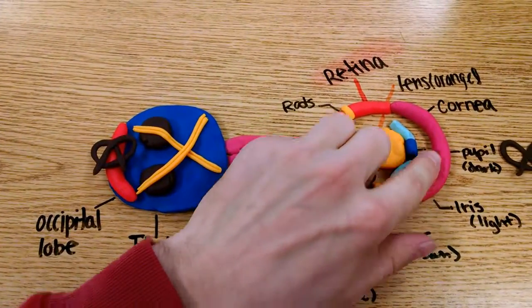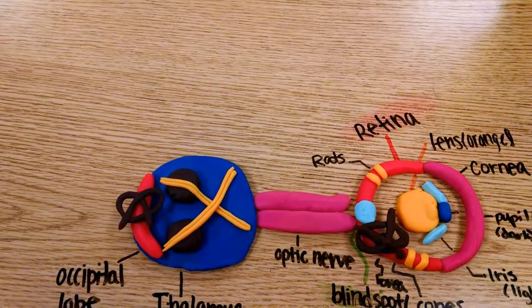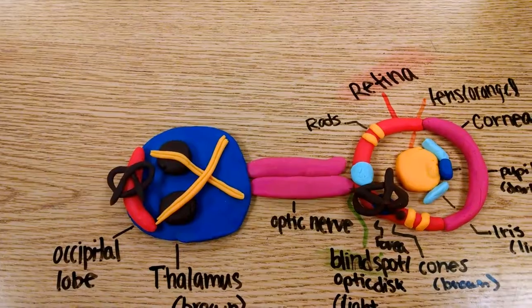This process starts off at the cornea, which is this part seen here, and it's on the outside layer of your eye. It focuses the light to the rest of the eye.